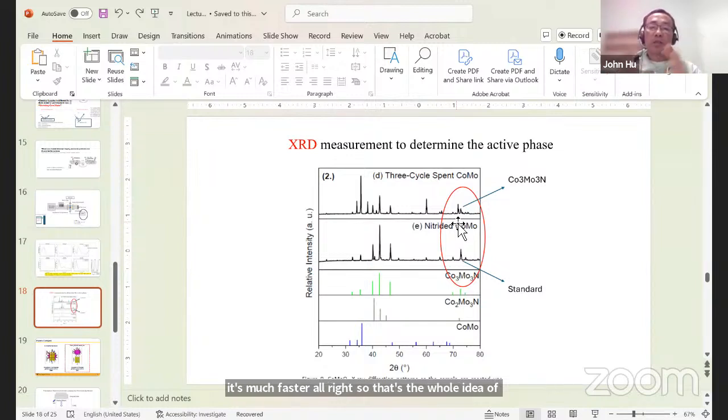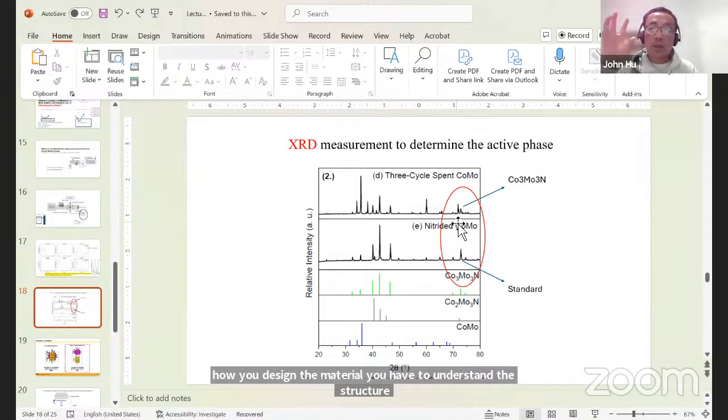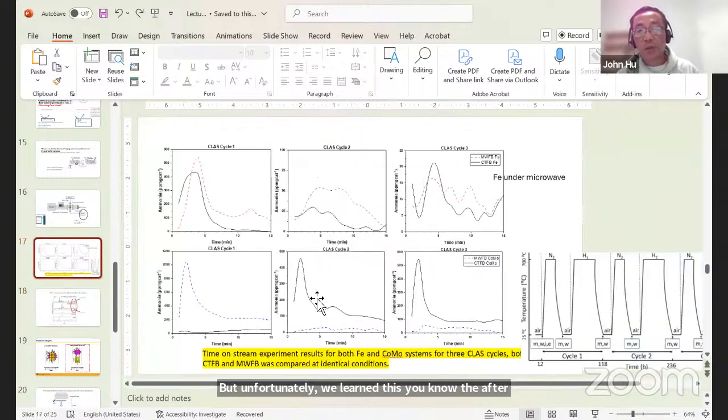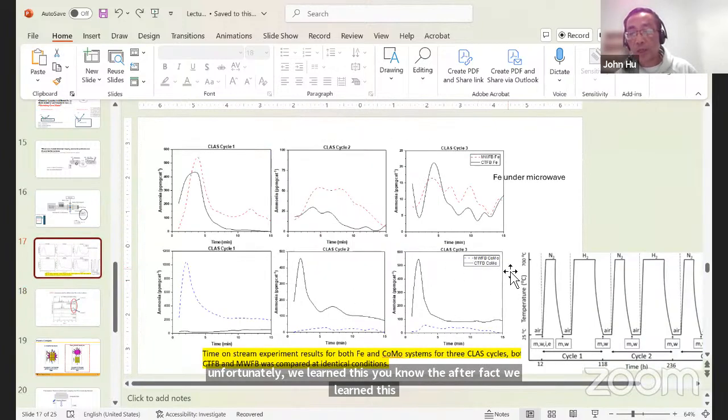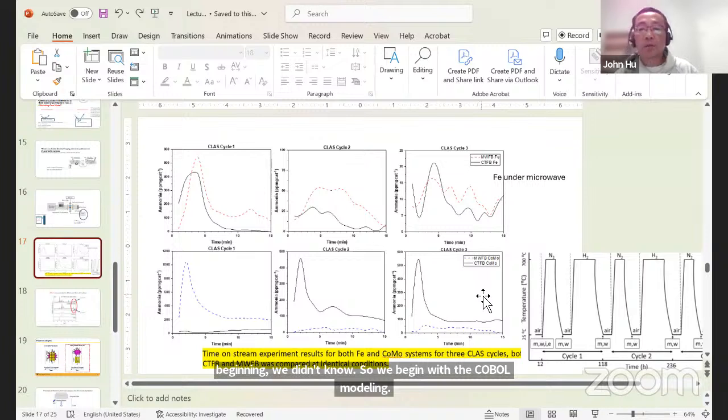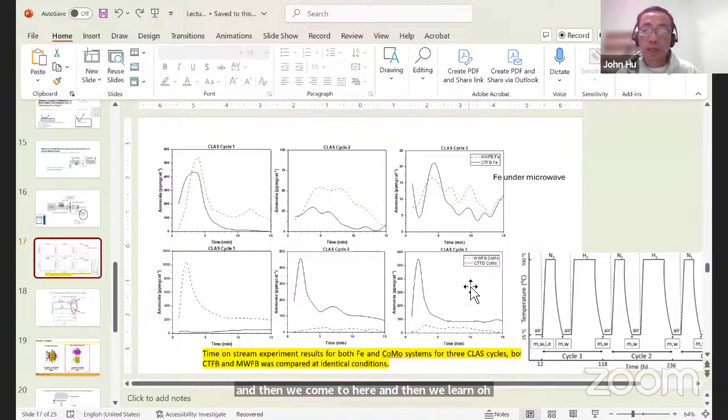You have to understand the structure. What is the active structure you need? Then you design and try to get close enough rather than start from cobalt moly. But unfortunately, we learn this after the fact. We learn this after the 3 cycles. We take a sample here. At the beginning, we didn't know, so we begin with the cobalt moly, and then we come to here, and then we learn cobalt 3 moly 3 is the active phase.